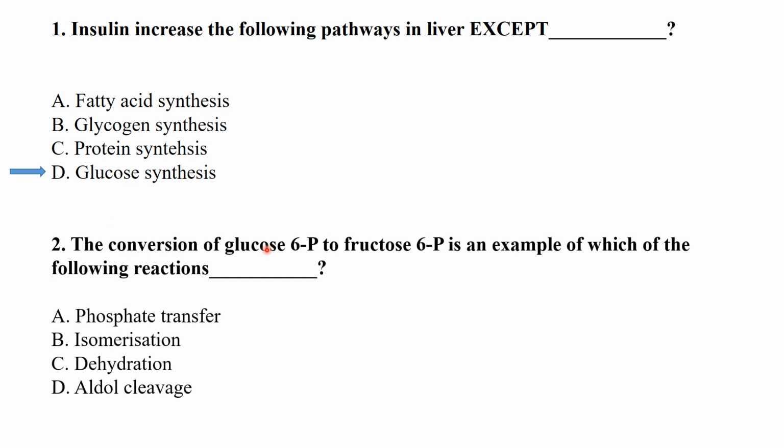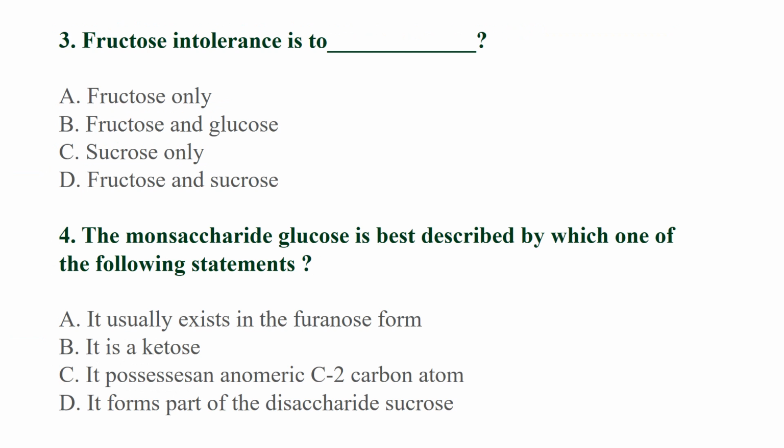The conversion of glucose 6-phosphate to fructose 6-phosphate is an example of which of the following reactions? So it is a very important step in the process of glycolysis. It is called isomerization, in which glucose 6-phosphate is converted into fructose 6-phosphate.